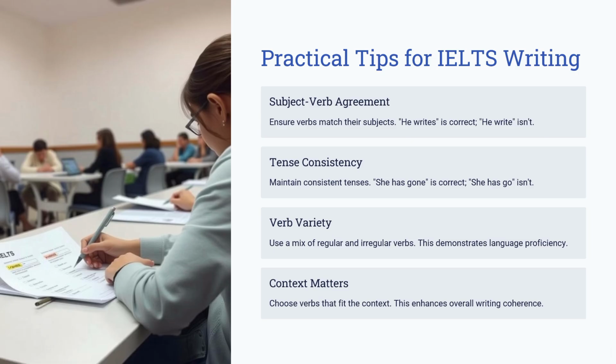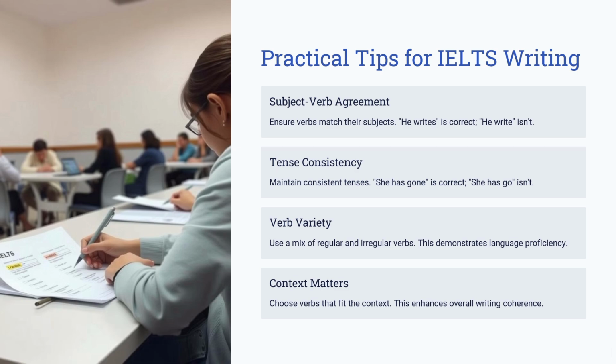Okay, so let's go over some practical tips for using regular and irregular verbs in the IELTS writing sections. Proper verb usage is important to achieve a high score, and two important things to keep in mind are the subject-verb agreement and consistent tense usage. So first, the subject-verb agreement. It's important that your verb matches the subject in number and person.